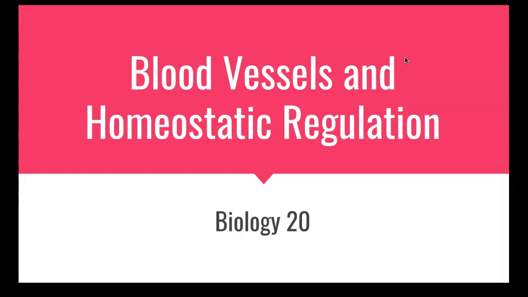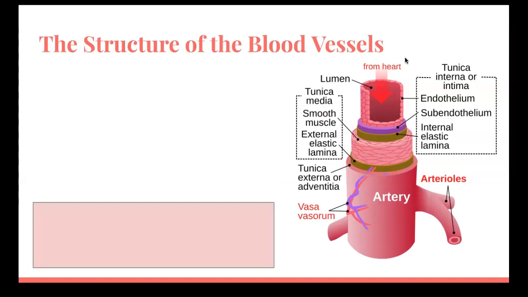Hello. So in this video, we're going to quickly go through the different types of blood vessels that are found in the circulatory system. And then we're also going to be talking about how we use those blood vessels to maintain our body temperature. So we're going to start off with the arteries.